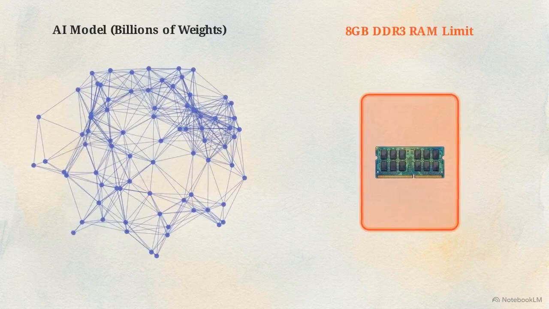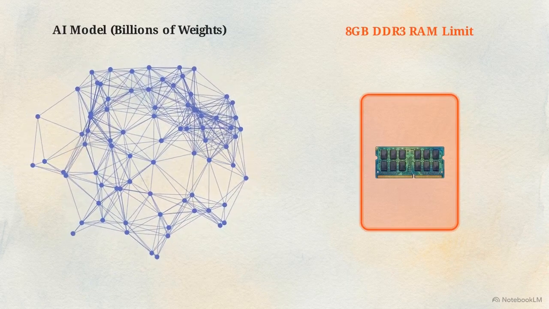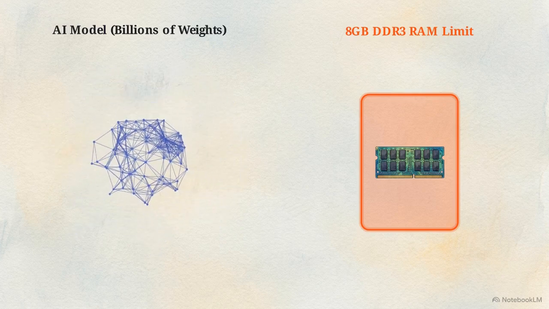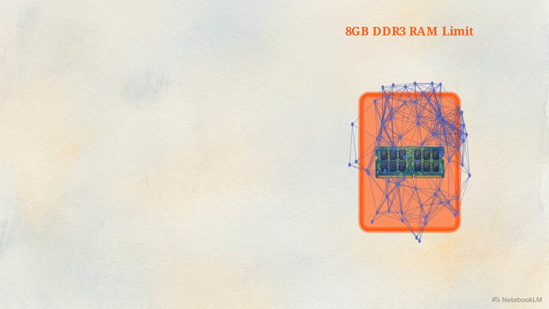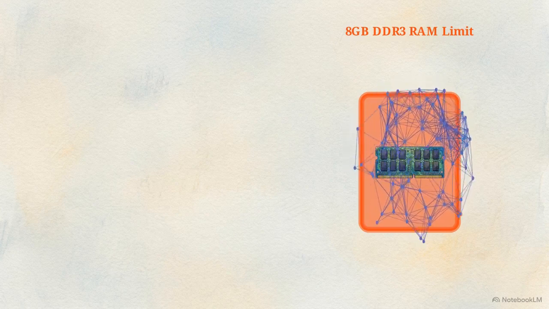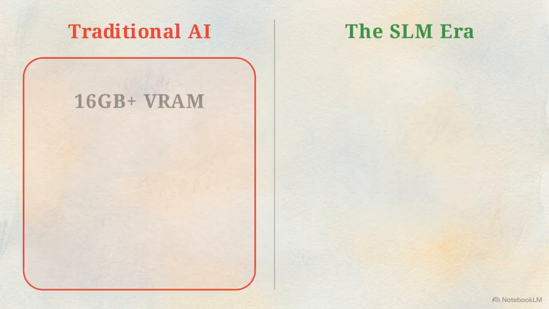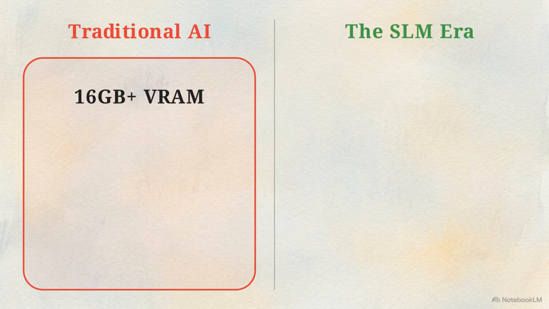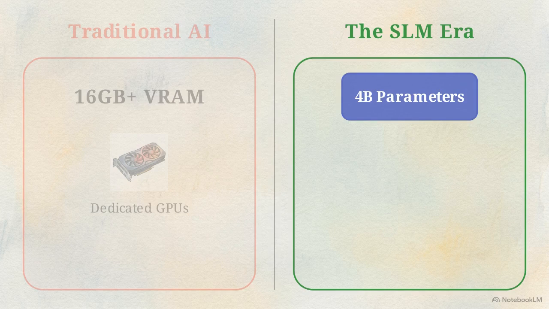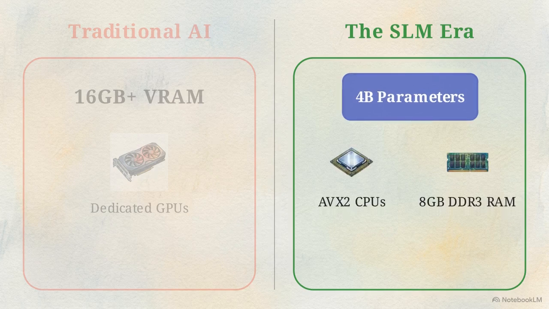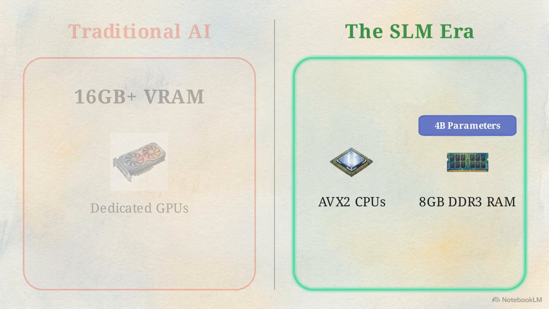The central technical dilemma is memory. You are trying to squeeze a neural network containing billions of weights into a rigid 8 GB pool of older DDR3 RAM. This table breaks down the shift. Traditional AI models demand 16 GB of dedicated video memory or more, but the industry is shifting to small language models, which are specifically trained to run on standard processors and squeeze into tight 8 GB memory limits.